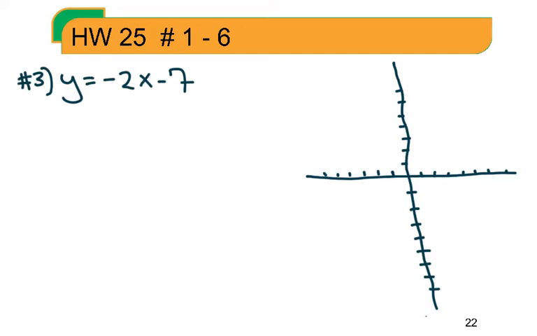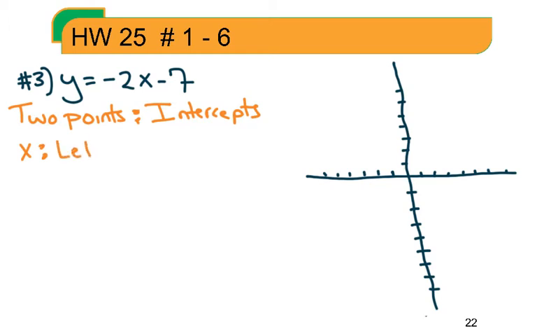Here we go. I'm going to use the same technique to graph this. We need 2 points. We might as well just get the intercepts because those are really easy points to identify. So the x-intercept: we let y equal 0. That means 0 equals negative 2x minus 7.